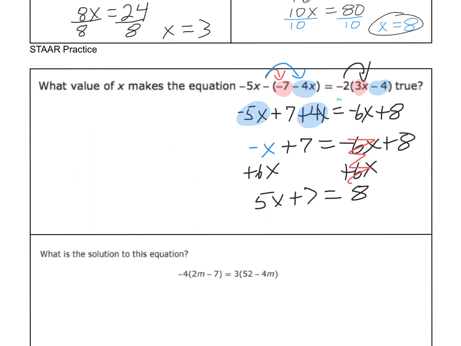Okay? Now we're going to get our constants together. We have a +7 and an 8 on the right side, so I need to get those together on the right side. So this +7, we're going to remove that with a -7. Remember, what we do to the left, we have to do to the right. And on the right side now, we have an 8 minus 7, which is 1. So our equation is going to say 5x equals 1.